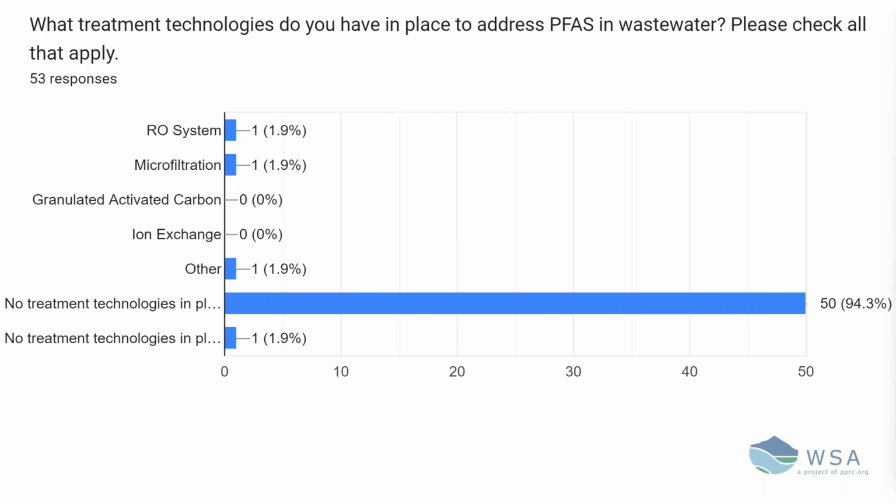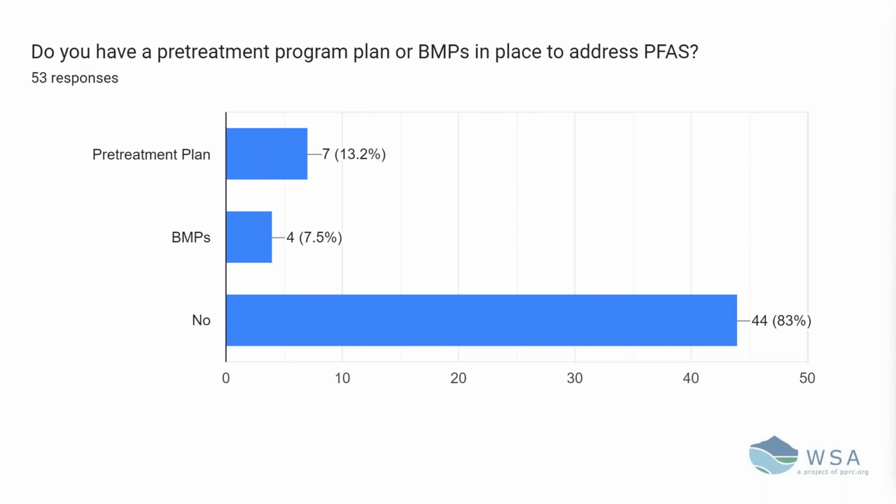The majority of people that responded to our survey have no treatment technology in place for their wastewater treatment plant. And also, the majority have no pretreatment program or best management practices in place to address PFAS. Some of the pollution prevention actions that were reported included spill control and education, letting industries know that they're sampling for PFAS so that the industry is aware. And then people are working on source control, especially at the airports and the fire departments.